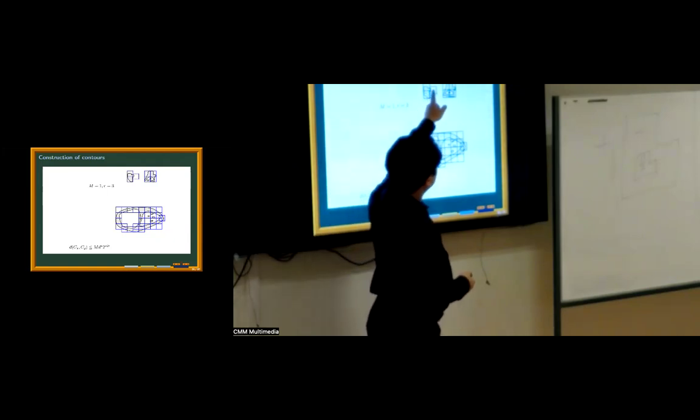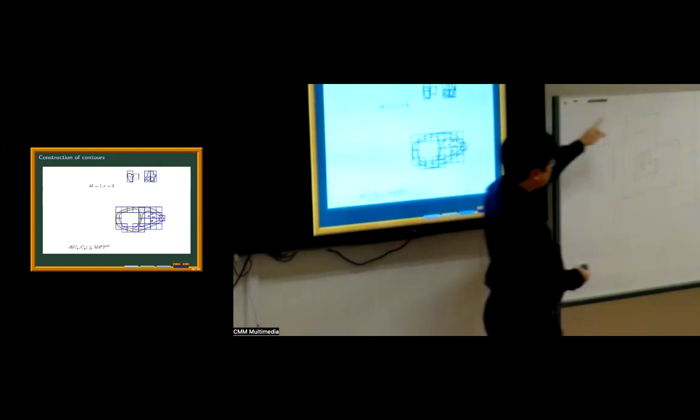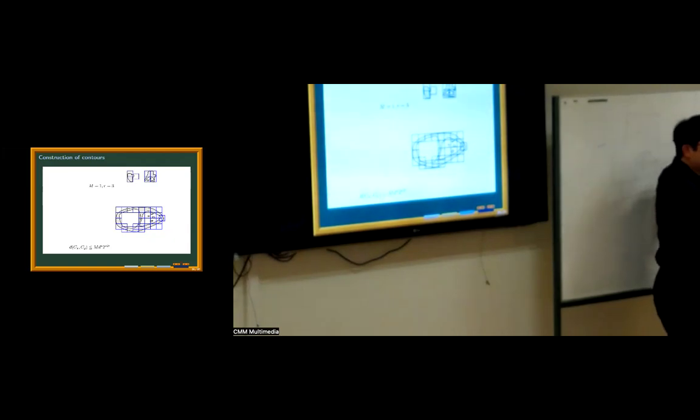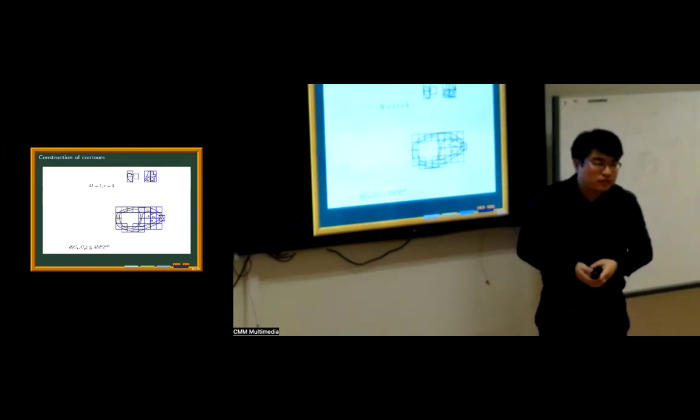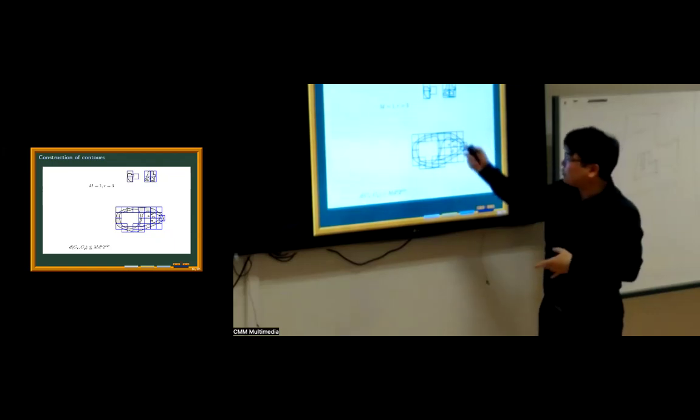Here we have 1, 2, 3, 4, 5, 6, 7. 7 satisfies that coverage, smaller than or equal to 7. This one we definitely have, you can see there are more than 7 vertices. So this one remains, this one is cut.